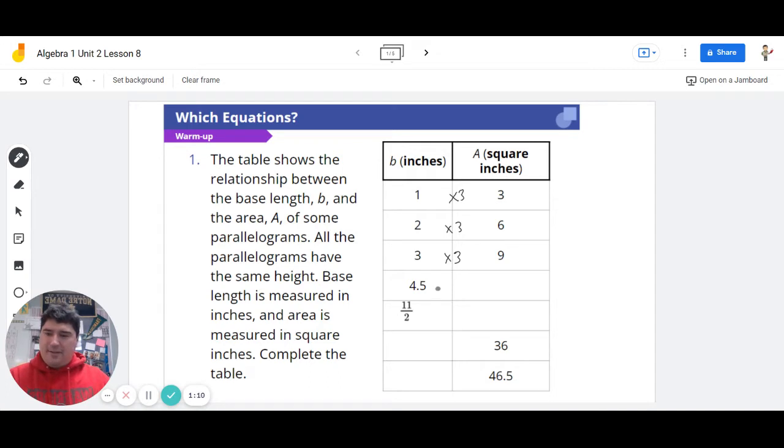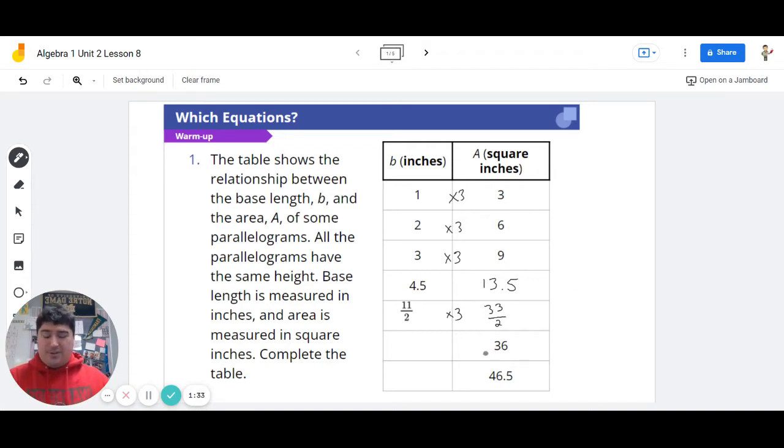So now 4.5 times 3. Well, 4 times 3 is 12, and a half times 3 is 1.5, so 13.5 right here. Then 11 divided by 2, or 11 halves, times 3. Well, 11 times 3 is 33, so it would just be 33 over 2.